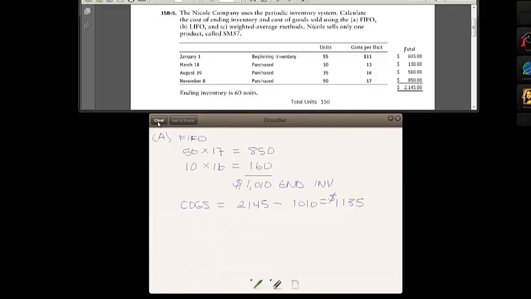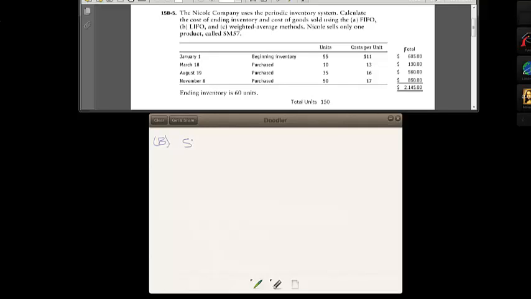Okay, so let's move on to B. If we use the LIFO method, the cost of ending inventory is the cost of the items purchased first, because the last items purchased were already sold. We count beginning inventory as the items purchased first because they were purchased last year. So we have 55 of those, and those were $11 each. So that's $605. Now we need 5 more from the next earliest purchase, which is from the March 18th purchase.